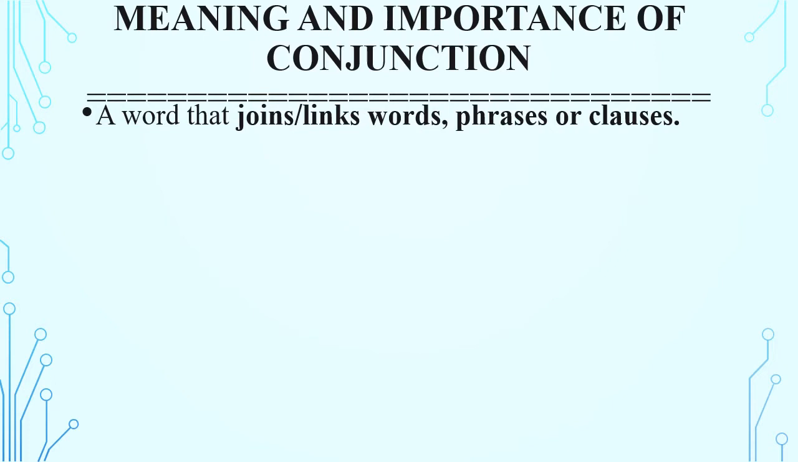Let us see now the meaning and importance of conjunctions. A conjunction is a word that joins or links words, phrases or clauses. So conjunctions help us to join words, phrases or clauses. Let us know here what is a clause. A clause is a group of words that is part of a sentence and contains a subject and a verb or predicate. Conjunctions also help us to combine sentences.